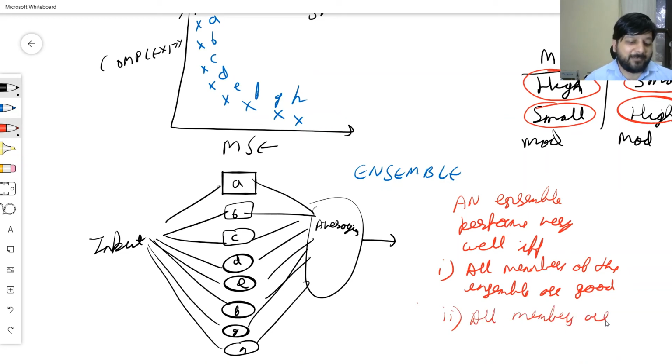All members are diverse. It's actually a contradictory statement, because if you call an expert of a problem, all experts usually will tell you the same thing. If I ask 1 plus 1, what is it? I call a number of experts, they all of them tell me it's 2.